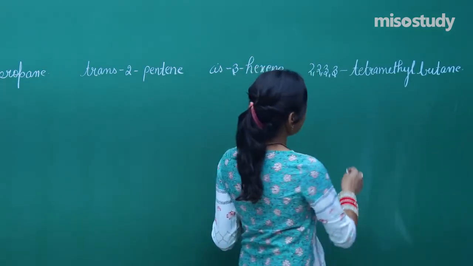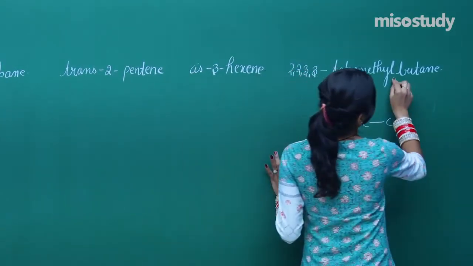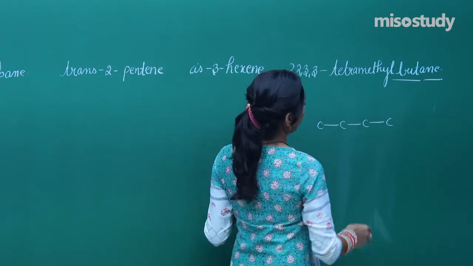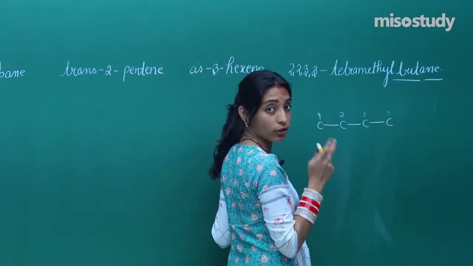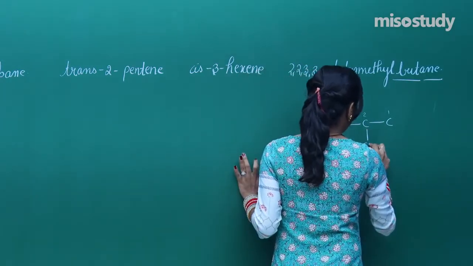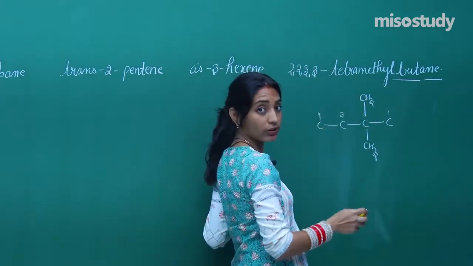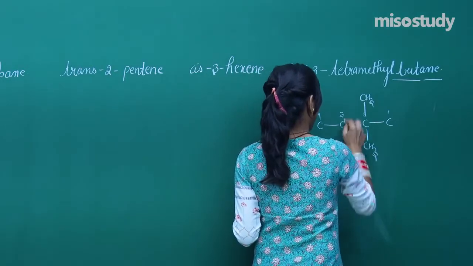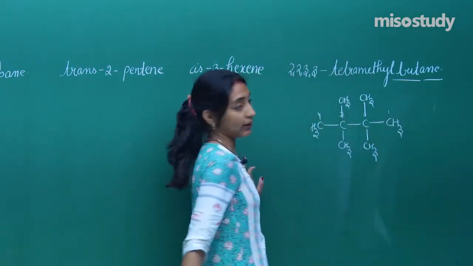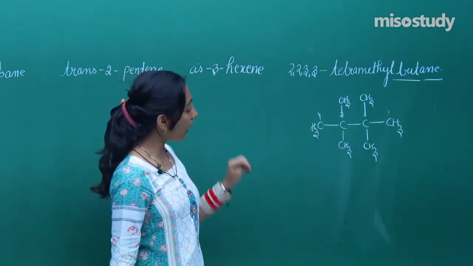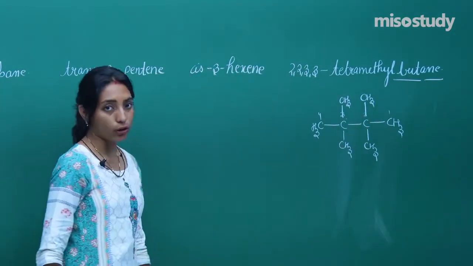So tetramethylbutane. So butane is C, C, C, C, 4 carbon atoms, but, ane, all are single bonds. And then if I give the numbers 1, 2, 3, 4, then it says at 2 and 2 position 2 methyls are there, and at 3 and 3 position again 2 methyls are there. And now you can keep CH3, you can keep CH3, okay. So if you talk about dipole moment, we'll talk about dipole moment later on. Let's first draw the picture.